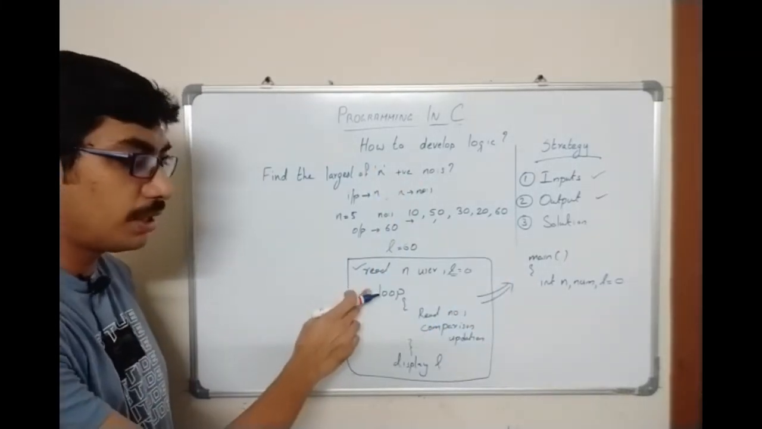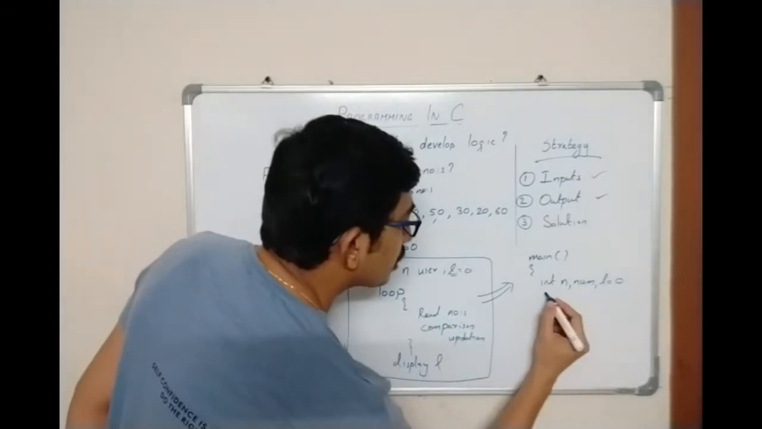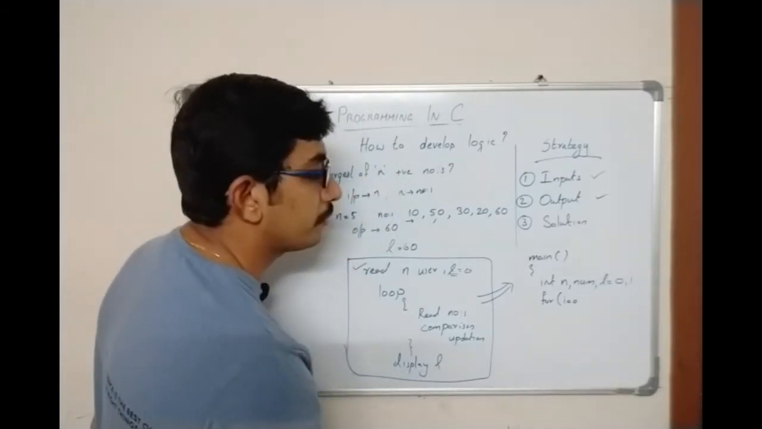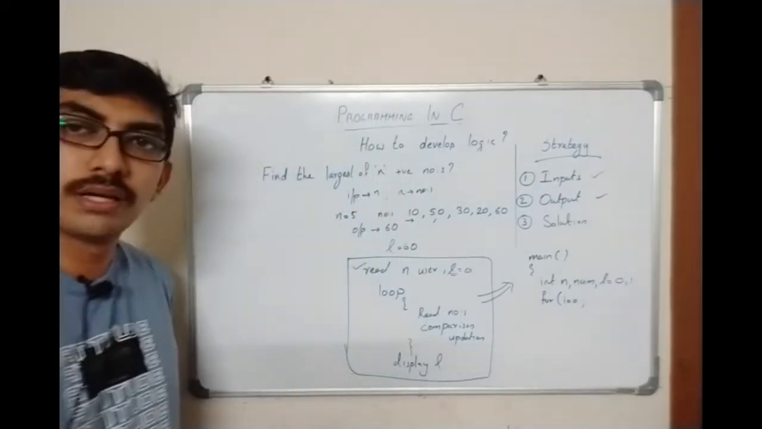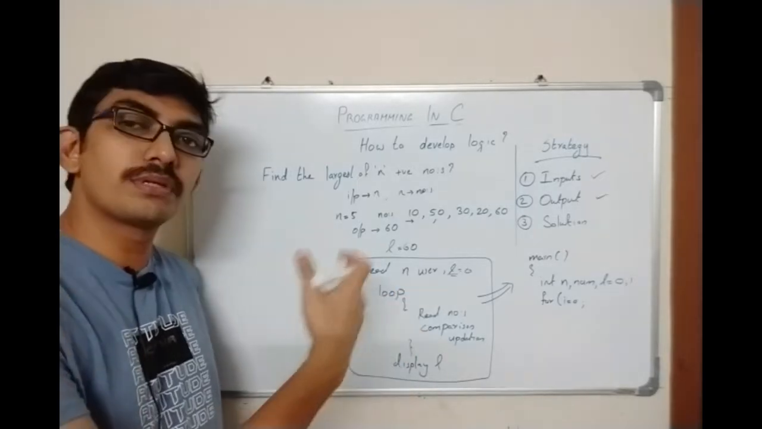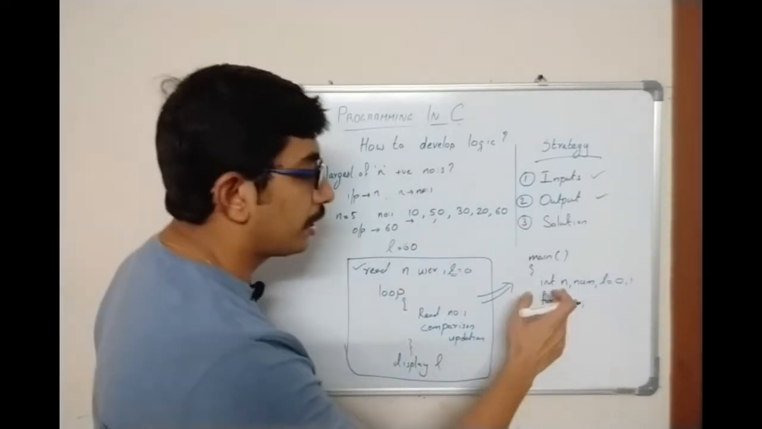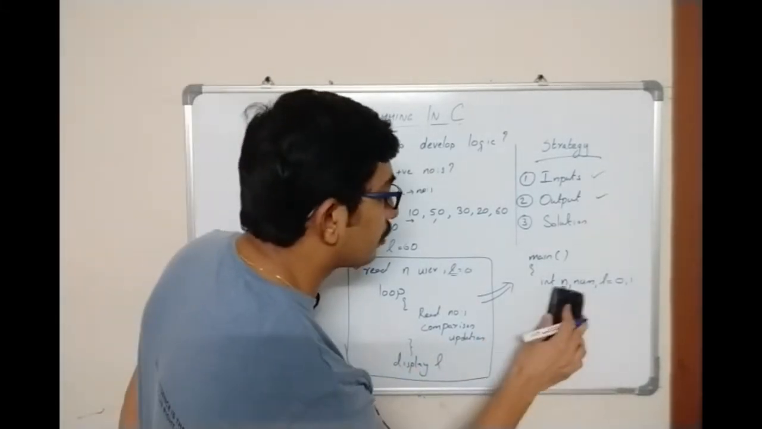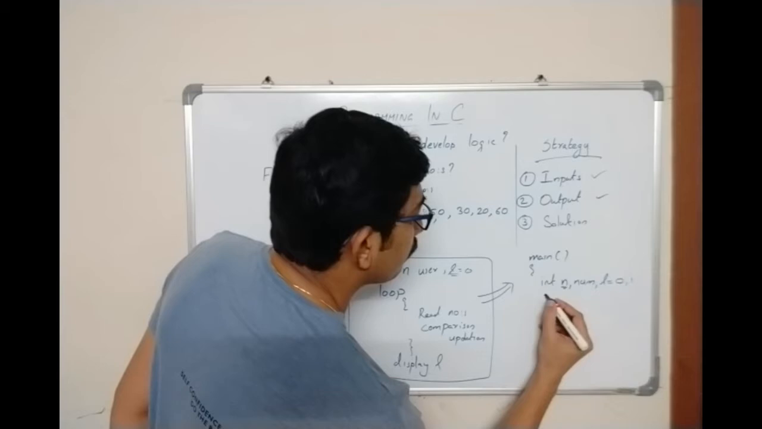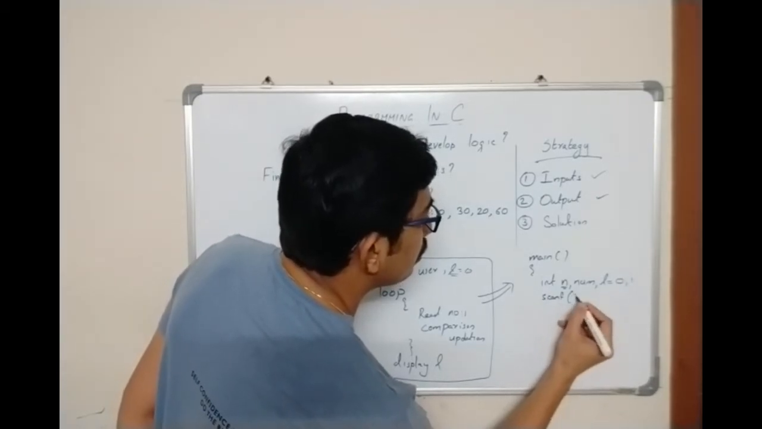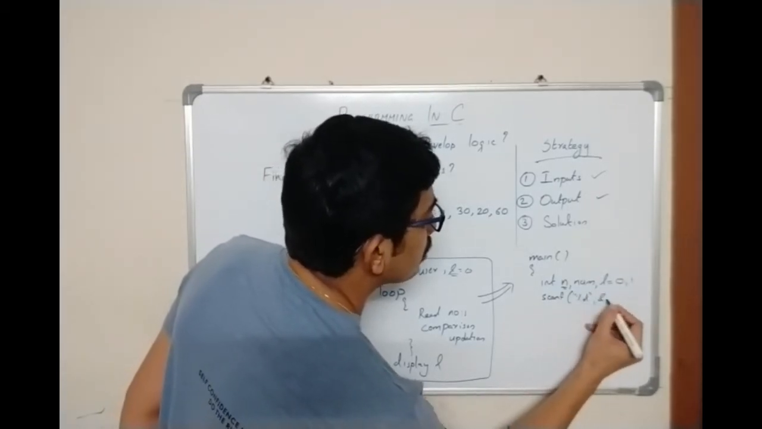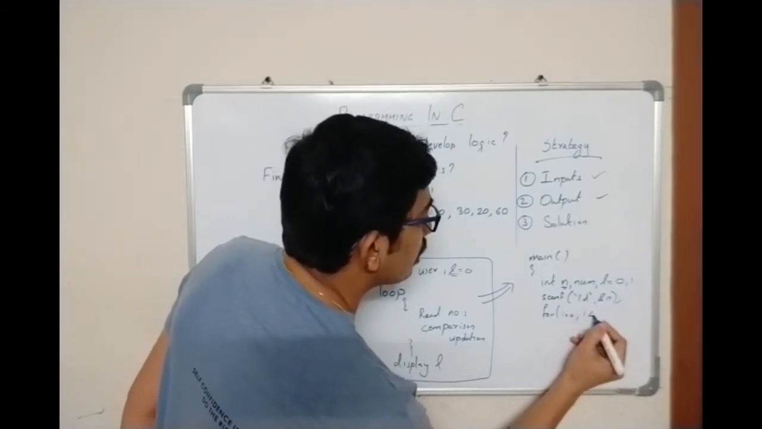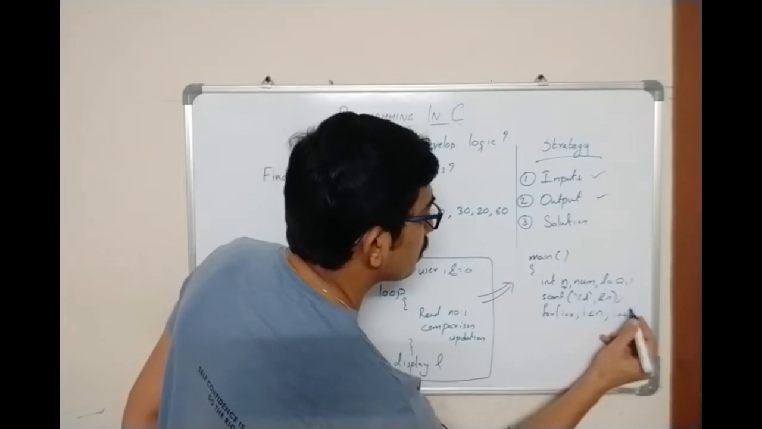Now we are going to the loop. I am using a for loop here: for i equal to 0, so I can add the variable i. How many times does it have to work? If there are n numbers, it has to execute n number of times. So before going to the loop, you have to read the value of n: scanf("%d", &n). Then for (i = 0; i < n; i++).